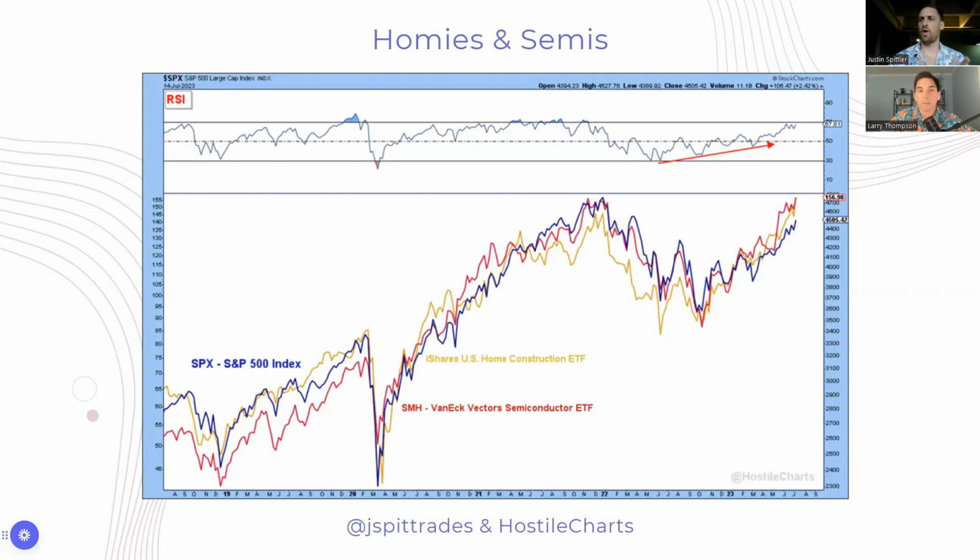I titled this one Homies and Semis. So we got our home builders, we got some semiconductors on here overlaid with the S&P 500. So what are you seeing here? What's jumping off the screen?